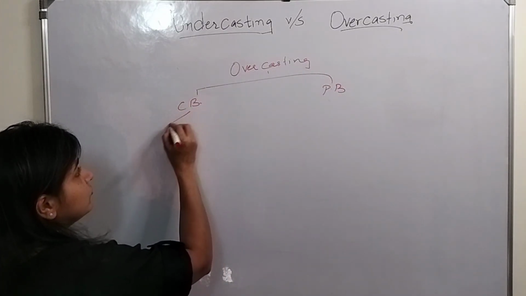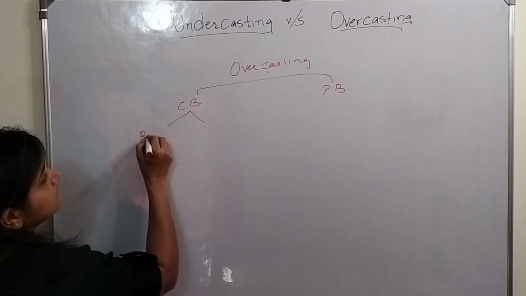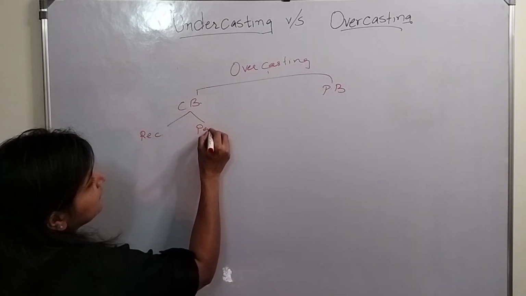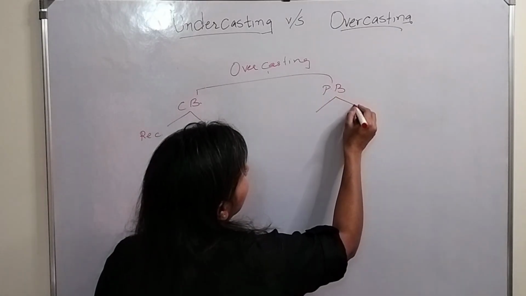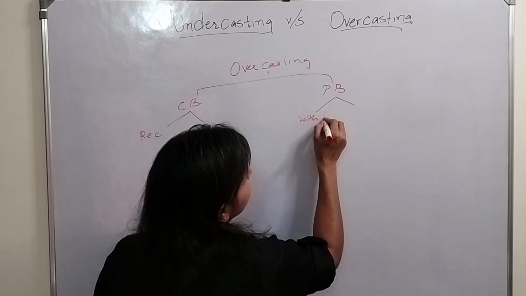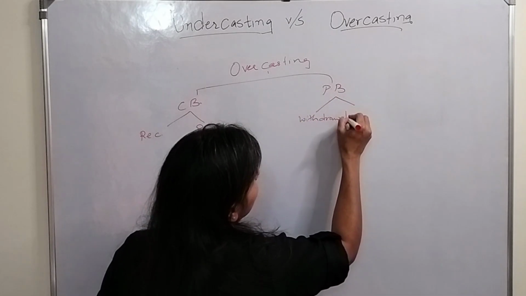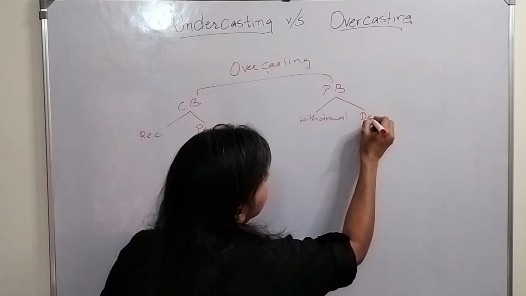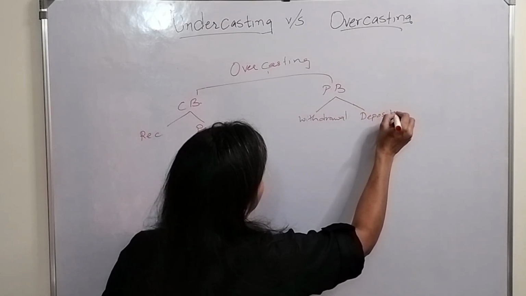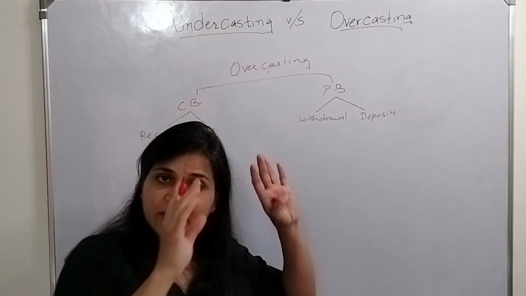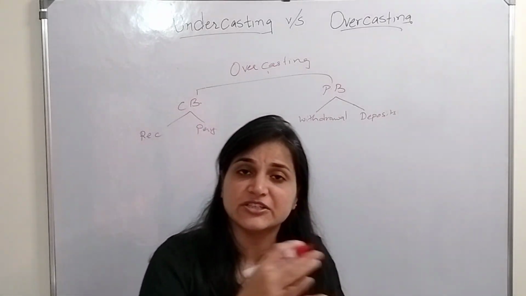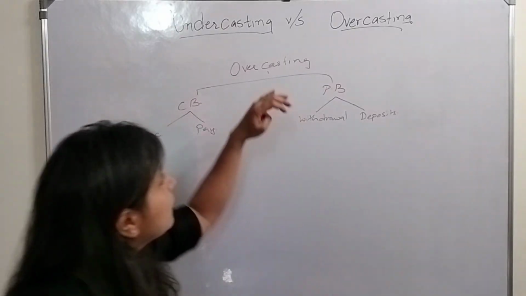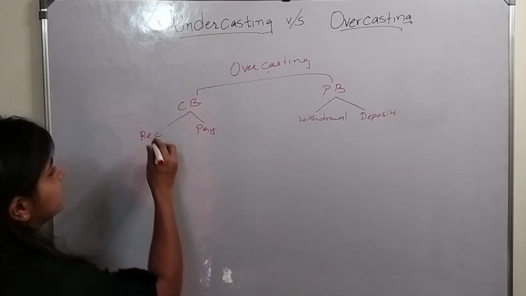In the cashbook, it could be on the receipt side or else on the payment side. In the passbook, overcasting could be on the withdrawal side or else on the deposit side. The effects will reverse from what I told you about undercasting. Here the effects will change, it will just get reversed. Now, overcasting on the receipt side.